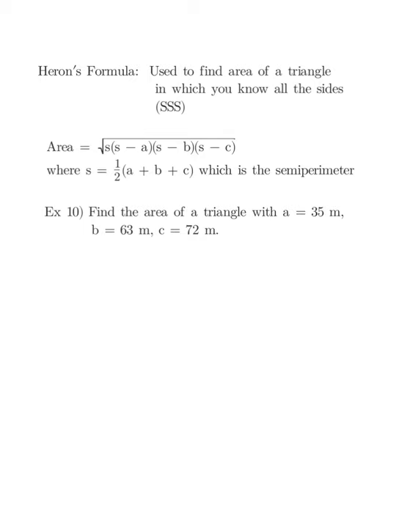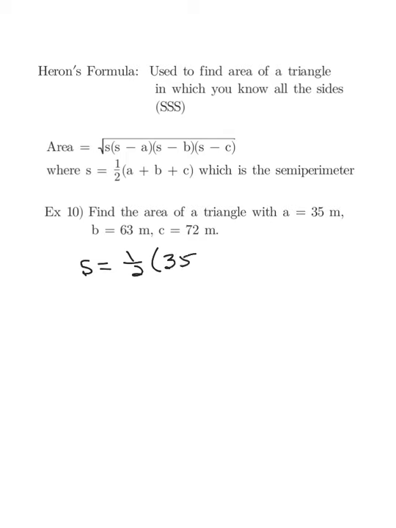Our example for Heron's formula, we are to find the area of a triangle with A equaling 35 meters, B equaling 63 meters, and C equaling 72 meters. Since S, semi-perimeter, is used throughout the actual area formula, you have to find S first. So S is 1/2 the sum of the 3 sides. Remember, the sum of the sides of a triangle gives you the perimeter. We're doing half of the perimeter. That's why it's called semi-perimeter.